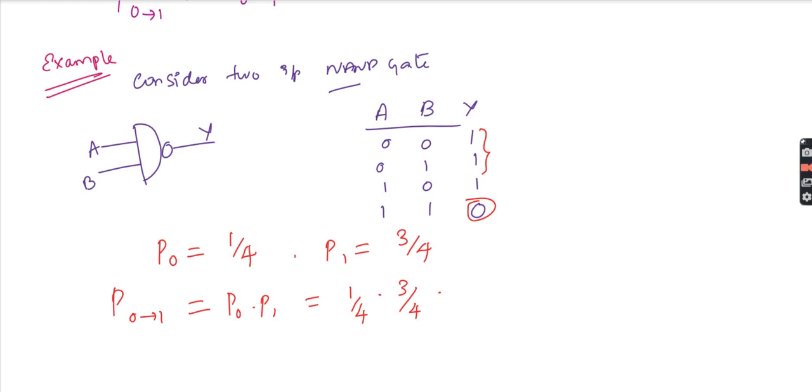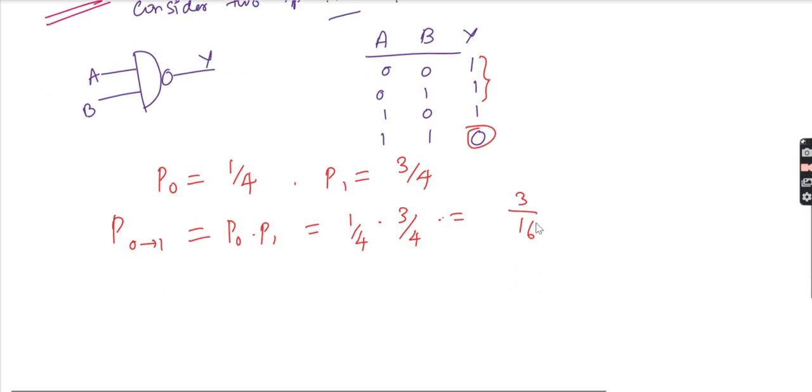So now this is for a 2-input gate. From this I can say the switching is 1 by 4 into 3 by 4, which will be 3 by 16. This is my 3 by 16. So simply, this is nothing but the switching activity.